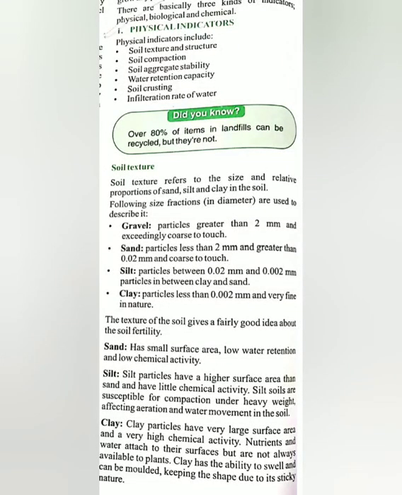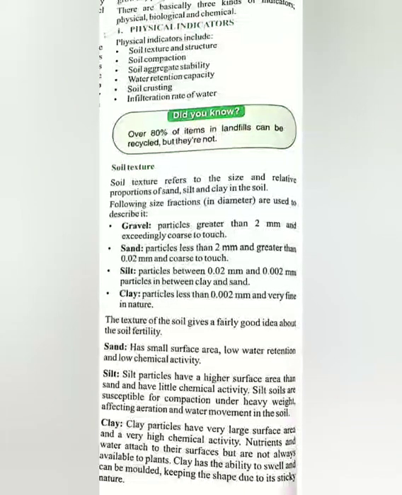Monitoring of soil quality is as important as monitoring air and water quality, and this can be done mainly through soil indicators. Soil indicators tell us about the health of the soil and whether it is suitable for growing crops or not. So basically, there are three kinds of indicators. They are physical indicators, biological indicators, and chemical indicators.